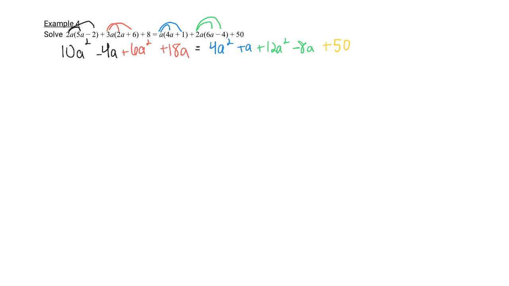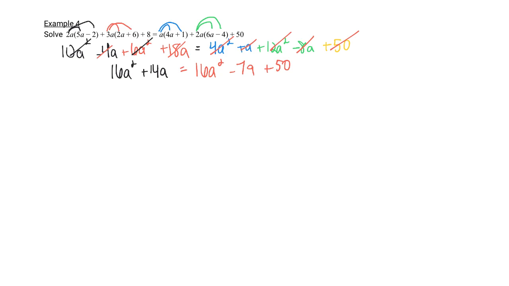All right, key to starting off with these is to combine like terms on each side first. So on the left, I've got 10a squared plus 6a squared is 16a squared. Those are gone. 18a minus 4a is plus 14a. And that's everything on the left side. That equals, got 4a squared plus 12a squared. That's 16a squared on the right. A minus 8a is minus 7a plus 50.